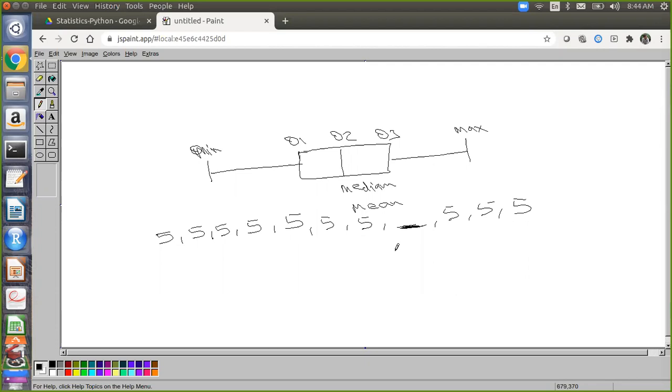Another way is I can calculate the average of all the values and fill it in here. I'll calculate the average of all the data given to me, and whatever the average value is, 5 will be the average for this data set. So you can fill in 5 as the value.